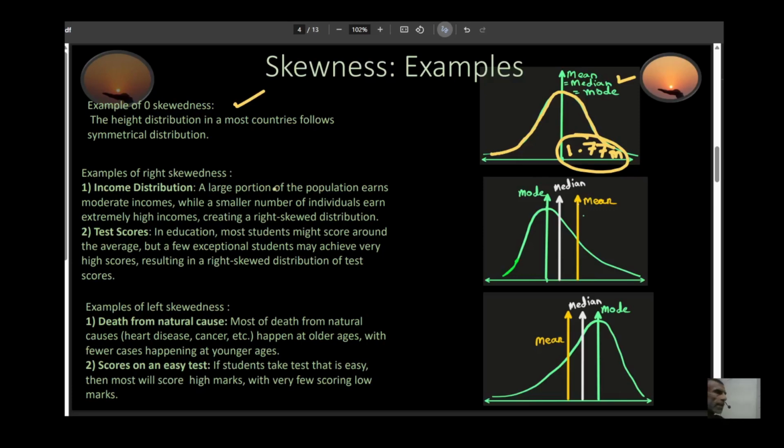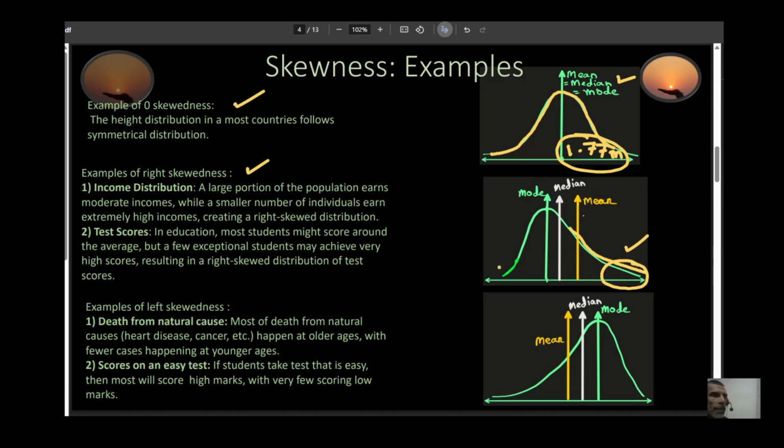Now, let's look at examples of right skewness. Income distribution. A large portion of the population earn a moderate amount of income. But there are few individuals who earn extremely high income. Their salary is very high. They fall in this area right here. And because of the presence of these people, your distribution becomes more skewed towards the right. So your curve extends towards the right.